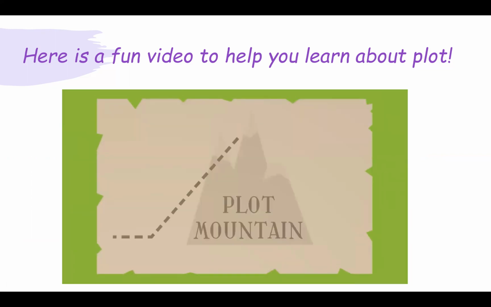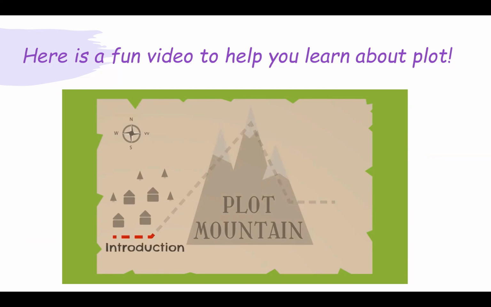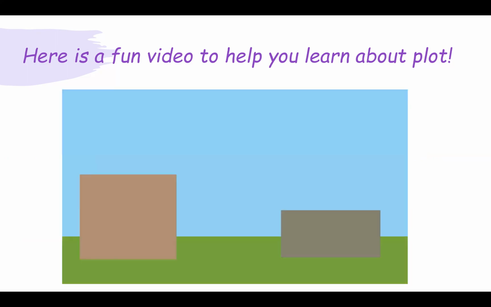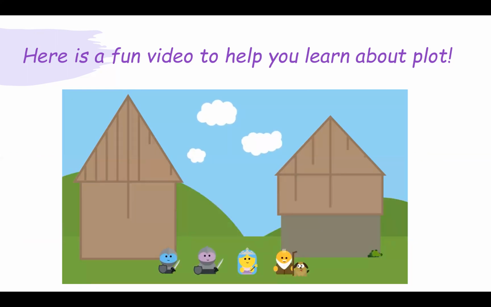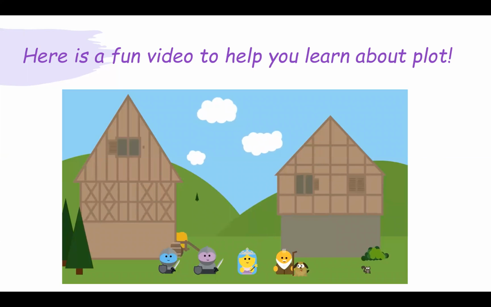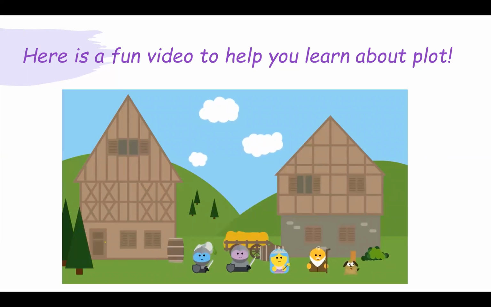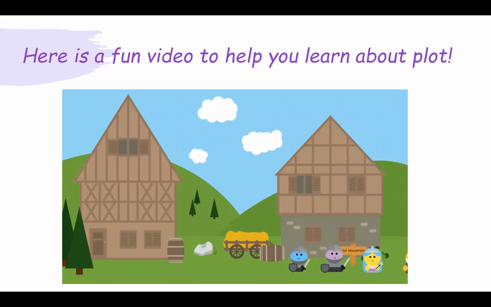If you're going to Plot Mountain, you gotta start somewhere. We'll call this the introduction. And guess what happens there? You describe the characters and the settings. That's the who, what, when, and where. The characters are the people that are there. What do they look like? Why should we care? And the setting is the place where they be. What exactly do the characters see on their way to Plot Mountain?